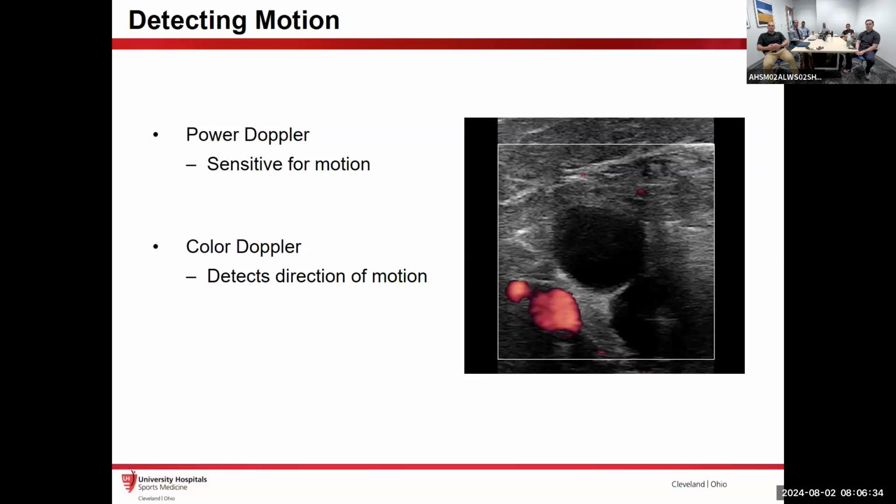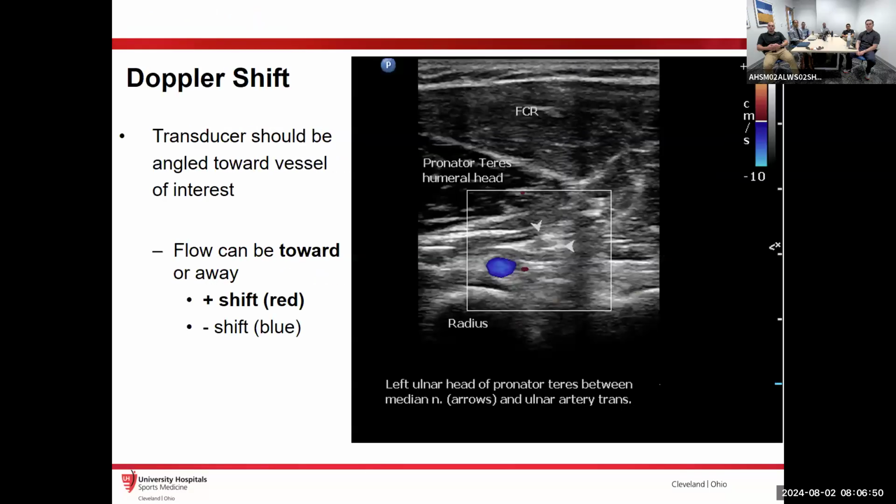So Doppler, there's power Doppler and there's color Doppler. Power Doppler is sensitive for motion. Color Doppler is going to detect direction of motion. So power Doppler just says something's moving. It doesn't tell you whether it's going towards you or away from you. Color Doppler will tell you if it's coming towards you or going away from you.